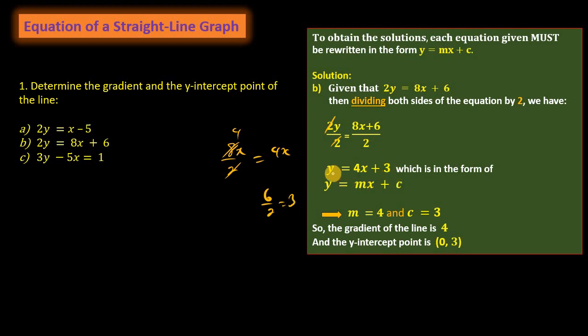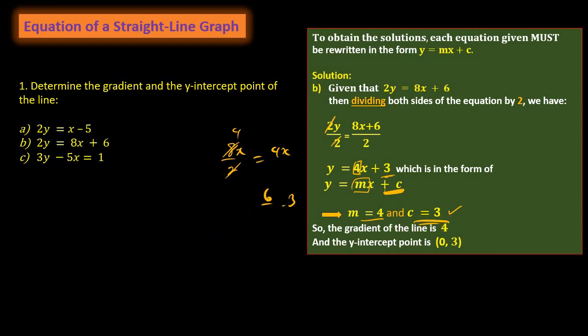Now, equating y equals 4x plus 3 with the general form for the slope-intercept form, y equals mx plus c, we have the coefficient of the mx term is 4. And so c is just the 3. So the gradient is 4, and the y-intercept c is 3. But in terms of the y-intercept point, it's always going to be 0, c. So the y-intercept point is 0, comma c. So it's going to be 0, comma 3, since c is actually 3.